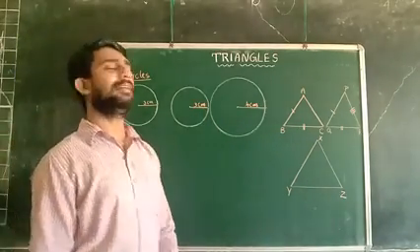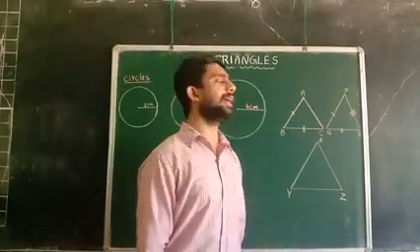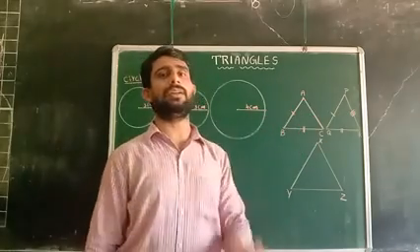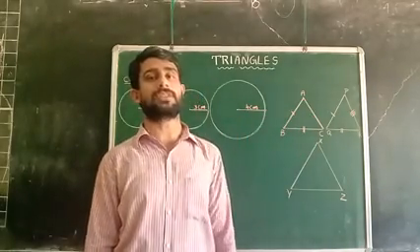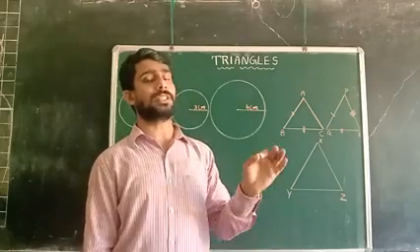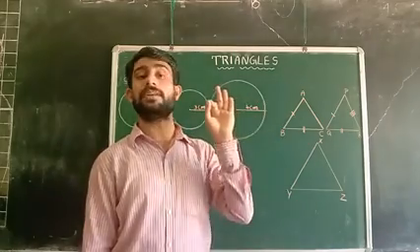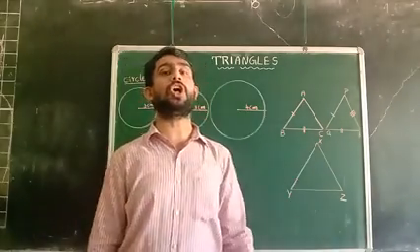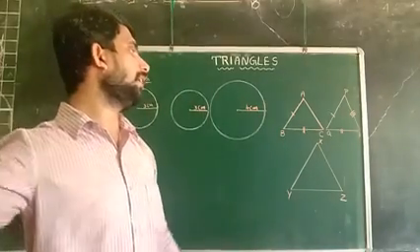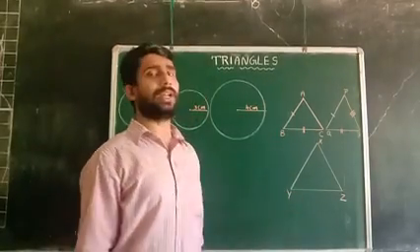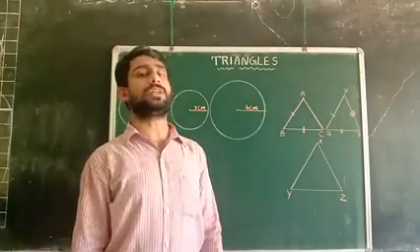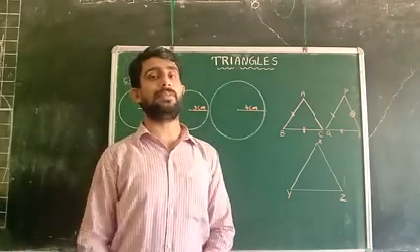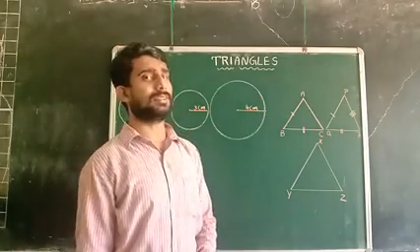Now we have triangles. I have made three triangles. The first triangle and the second triangle are congruent triangles. Why are they congruent? Because they have the same shape and the same size. And observe the triangle XYZ. They are not congruent triangles. Triangle ABC is not congruent to triangle XYZ because their shape is the same, but their size is not same.